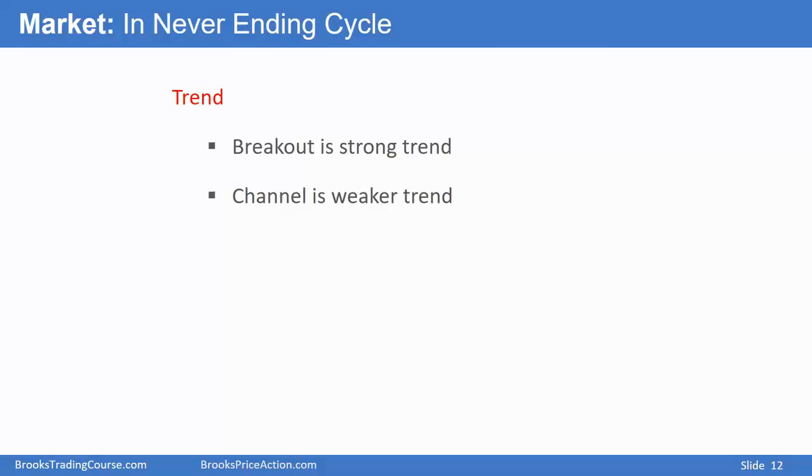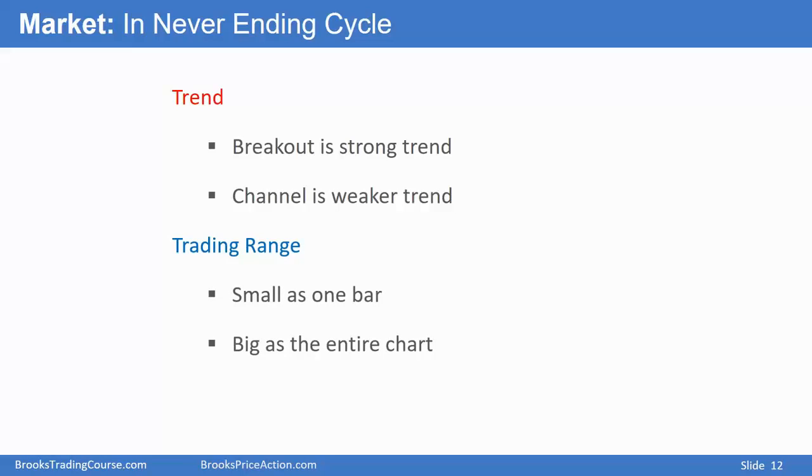I want to talk some about trends, and trends are either breakouts or channels. So a breakout is a strong trend, and a channel is a weaker trend. A trading range can be as short as 1 bar or as big as the entire chart. And as I said, if a trading range is brief, I call it a pullback because I'm assuming the trend that came before it will resume. Once a trading range reaches 20 bars or more, the probability of a bull breakout is about the same as for a bear breakout. So the market cycle is this. It trends and enters a trading range. And then the trading range breaks out in either direction, and then you get another trend. And the process just continues to repeat.